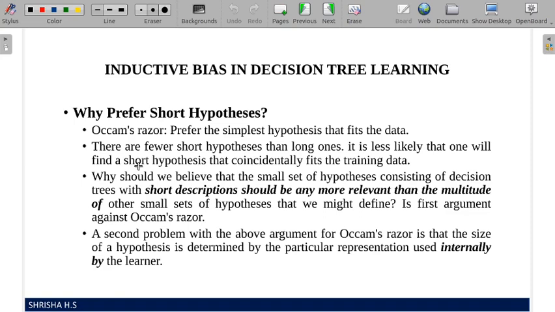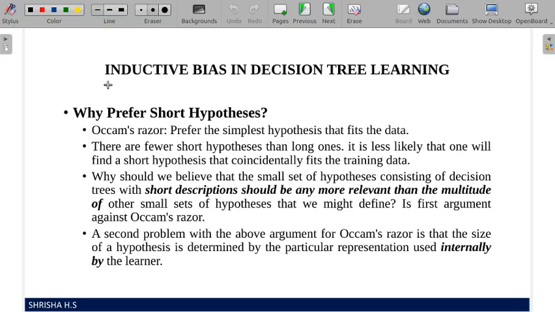So we assumed that ID3 prefers shorter hypotheses. Now we are discussing whether this is correct, whether it is good. The argument against is: you are saying that the ID3 algorithm prefers shorter trees, but is a shorter tree any better than any other type of trees which are available? What is the guarantee for that? So that's the argument against our ID3 inductive bias.